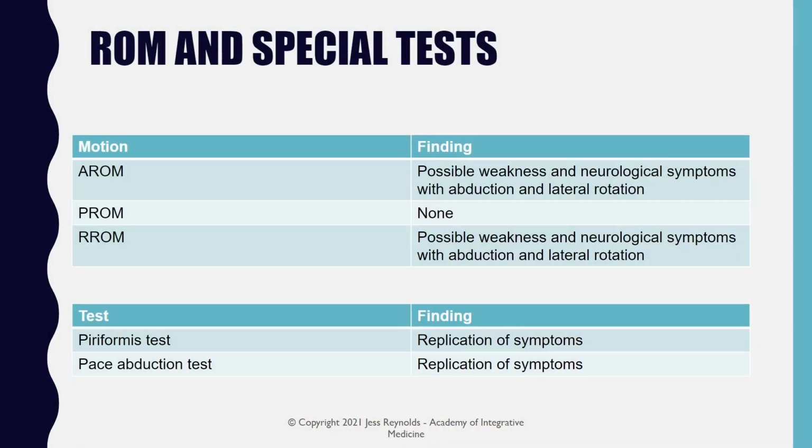Within passive range of motion, we really don't see anything specific. Within resisted range of motion, we see the same thing that we saw with active range of motion. That's possible weakness and neurological symptoms with abduction and lateral rotation for the same reasons as active range of motion. There are indeed two special tests, which are the piriformis test and the pace abduction test.